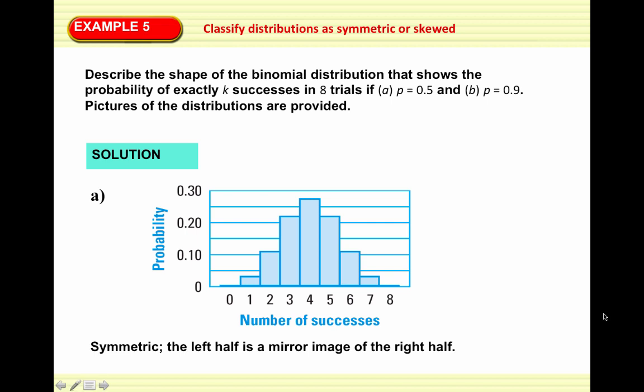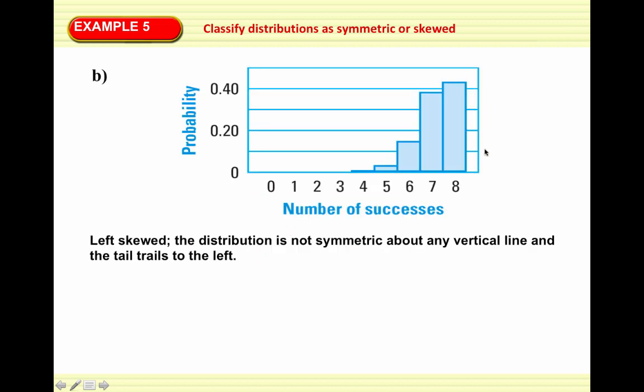So when the probability of success is 0.5, we can see here we get a nice distribution that if we draw a vertical line right here through the 4 on up, we would have mirror images. So this is symmetric. For part B, on this one, there is definitely not a vertical line that we can draw where we're going to get mirror images, and in fact there is a tail trailing to the left, so this one is left skewed. The distribution is not symmetric about any vertical line, and the tail trails to the left, so that gives us the direction of our skew.